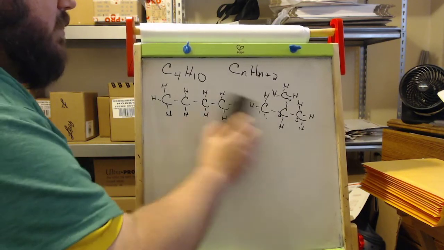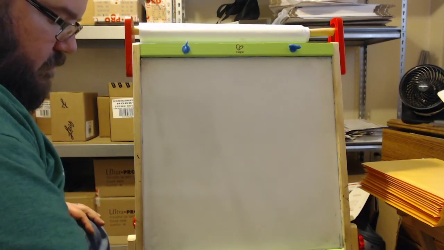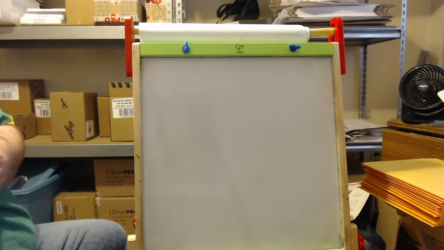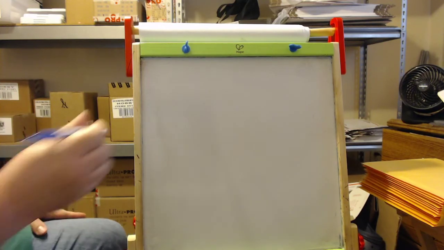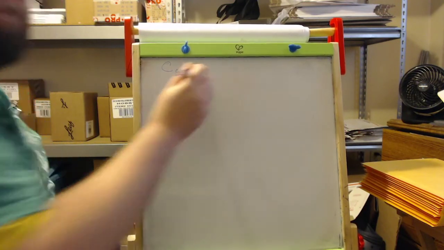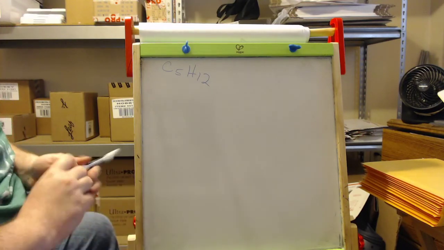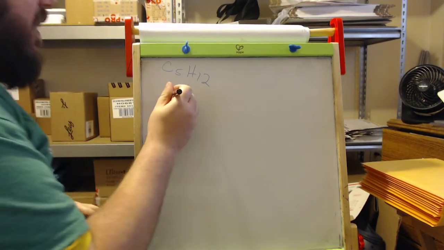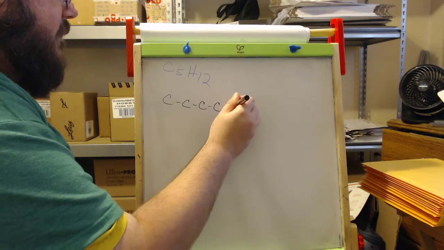So let's try another one. Let's try the next one on the list. C5H12. Okay. According to the list, there should be 3 for C5H12. That's really not showing up well, is it? Go back to the black. All right, C5H12. So we start off with 5 carbons in a row. 1, 2, 3, 4, 5 carbons in a row.